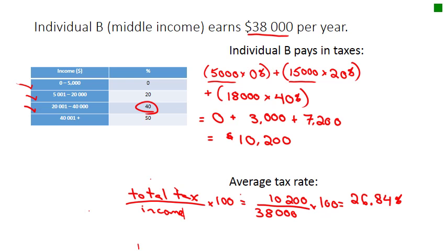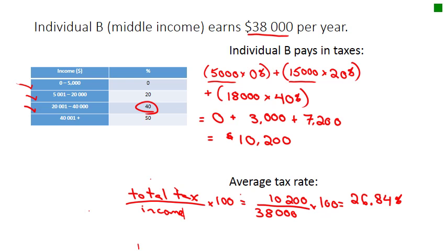And so that leaves us with 5,000 plus 15,000 is 20,000. And so we have another 18,000 to take into account. This tax bracket can handle up to another 20,000, so we can allocate the full 18,000 here, being taxed at 40%. So this equals 0 plus 3,000 plus 7,200, which equals 10,200.